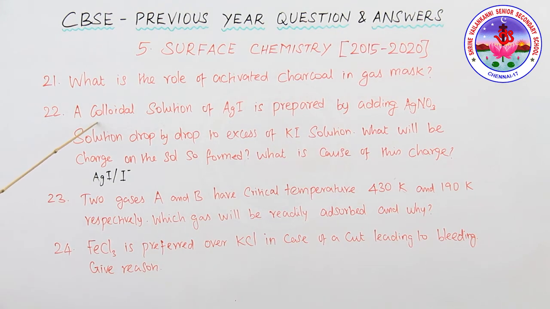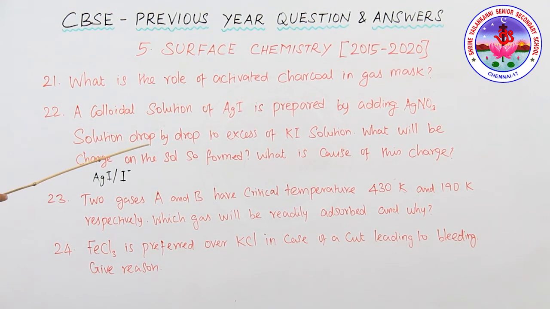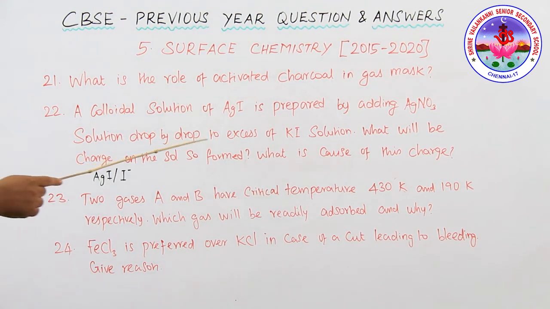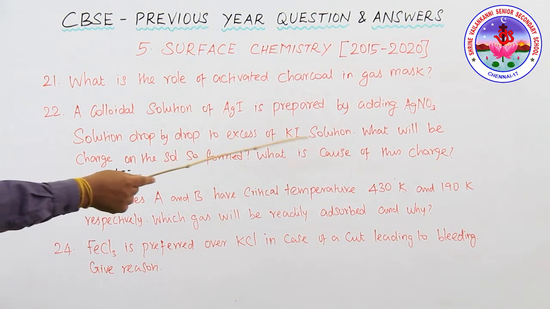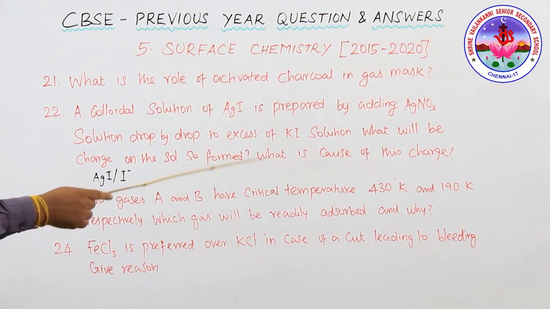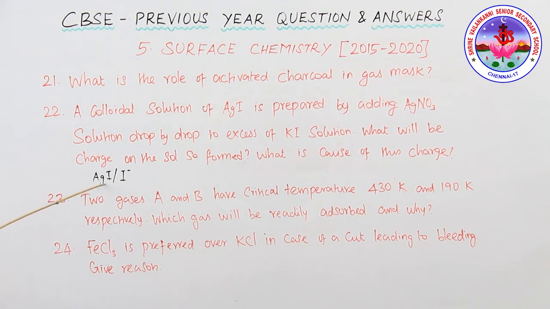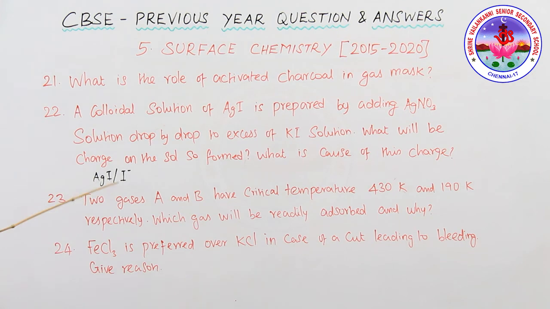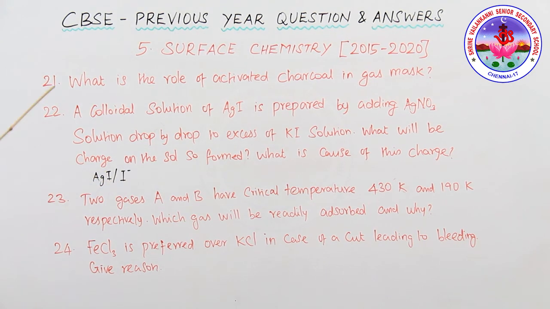Then next: a colloidal solution of silver iodide is prepared by adding silver nitrate solution drop by drop to excess of potassium iodide solution. What will be the charge on the sol so formed? And what is the cause of this charge? Here, the silver iodide and the iodide ion. It will be a negatively charged colloid due to the adsorption of iodide ion on silver iodide.